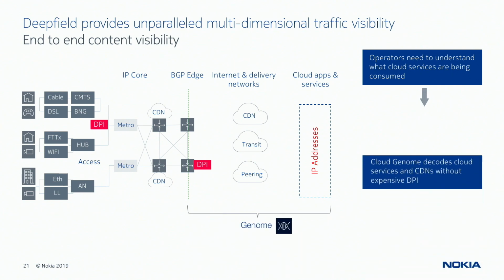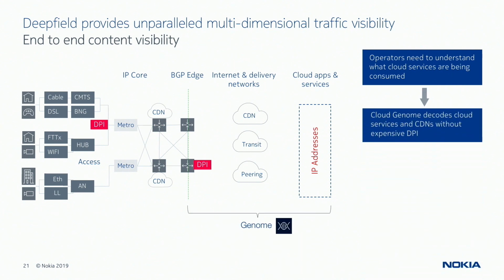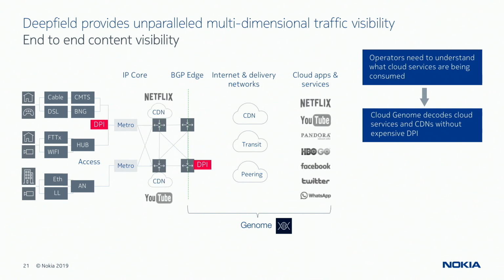So what we've developed is a proprietary technology called Cloud Genome. What Cloud Genome does is it decodes the cloud services and CDNs within your network and tells you what those applications are, all out of band without the use of inline probes. And I'm going to talk about what Cloud Genome is and how it works.